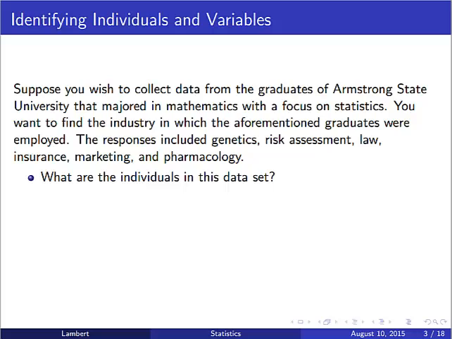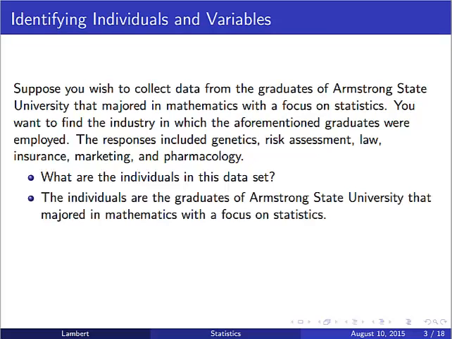Well, if you notice up at the top, we want to collect data from the graduates of Armstrong State University that majored in mathematics with a focus on statistics. So that right there tells us who our individuals are, who we're trying to collect data from. So we have that information.